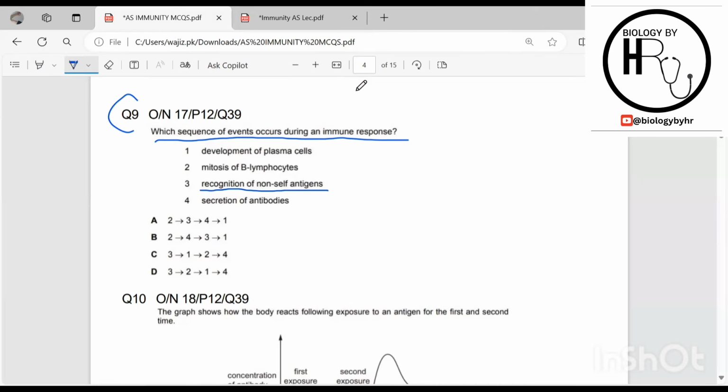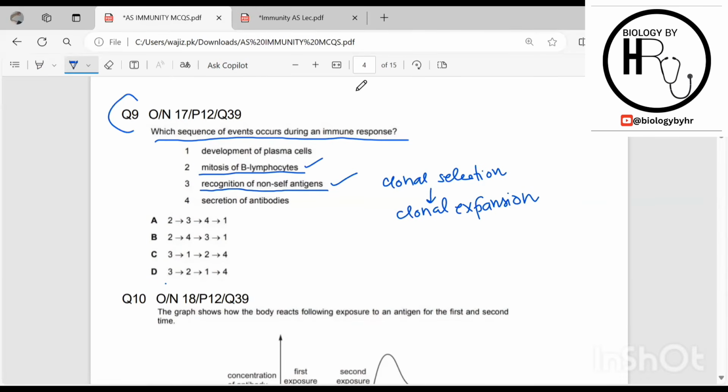For example, the bacterial antigen or any antigen of a pathogen would be recognized, right? After the recognition, clonal selection takes place. And after the clonal selection has taken place, there would be the clonal expansion. And what happens in a clonal expansion? In clonal expansion, these cells divide by mitosis. The B lymphocytes will divide by mitosis over here, right?